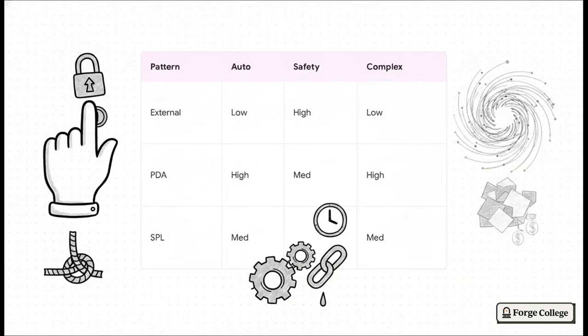So what kind of keys can we actually use? Well, this engineering table breaks down the trade-offs brilliantly. If you use an external signer, say a user manually clicking approve in their wallet, your safety is high, but your automation is completely bottlenecked. On the flip side, if you use PDA authority, where the program mathematically signs for itself, your automation is super high, but it introduces medium to high complexity with things like rent and seed management. Finally, SPL approvals sit right in the middle.